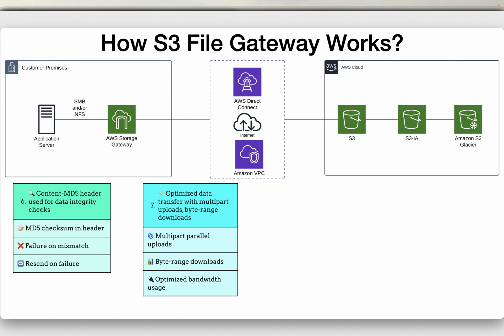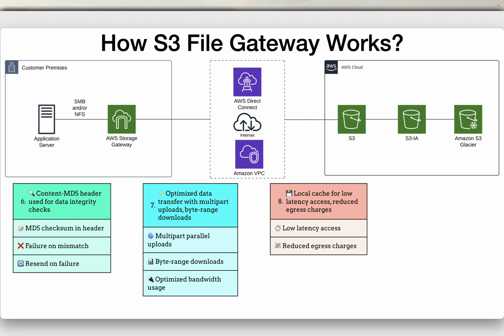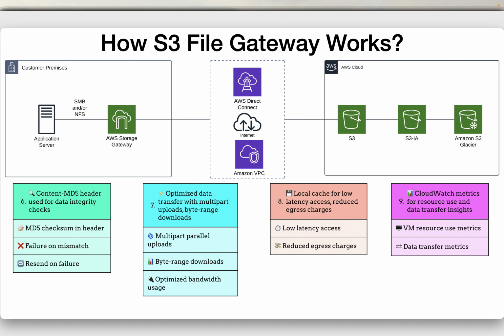The service optimizes data transfer between the gateway and AWS using multi-part parallel uploads or byte range downloads to better use the available bandwidth. Local cache is maintained to provide low latency access to recently accessed data and reduce data egress charges. CloudWatch metrics provide insight into resource use on the VM and the data transfer to and from AWS. CloudTrail tracks all API calls related to S3 File Gateway.